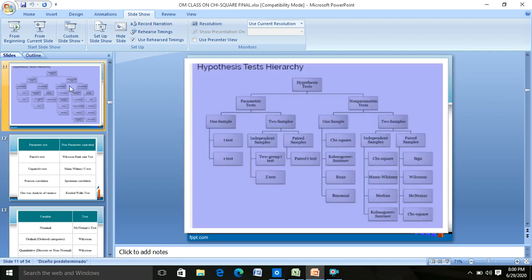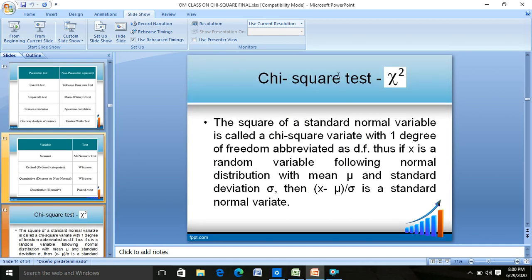So let's go to this slide and see where this chi-square lies. Actually, the chi-square test is a non-parametric test. You use this chi-square test when you do not have previous knowledge about the population parameters. So it is called non-parametric, and you use it for two samples, and the two samples are independent of each other. What the situations are in which you use the chi-square will be dealt with now.